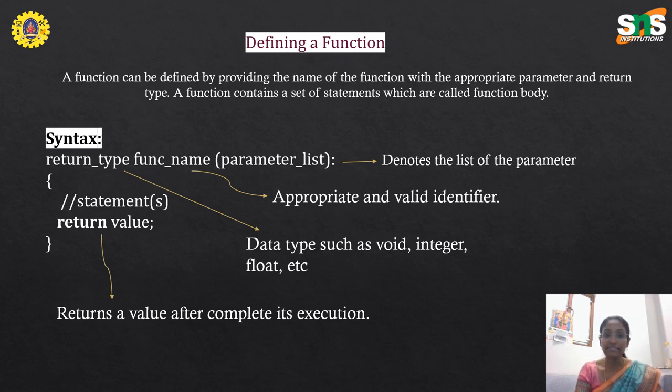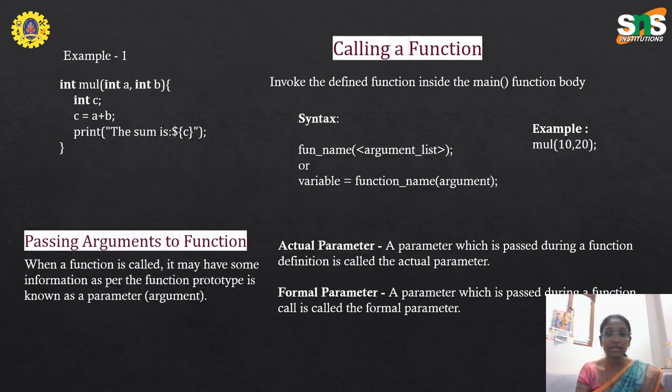Here I'll give the syntax. The first one is the return type, and next is the function name and parameter list. Okay, and inside the curly braces I'll give the return value. The return type is such as void, int and float data types. The function name is a valid identifier, and the parameter list denotes the list of parameters. The return value is what is returned after completion of execution. Okay, here I'll give an example.